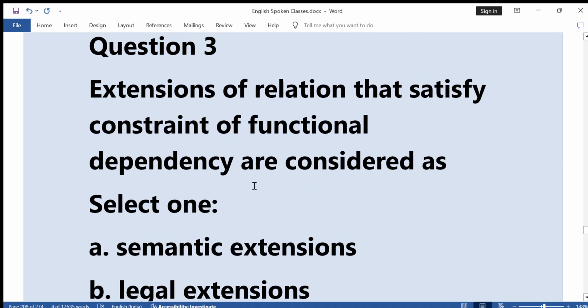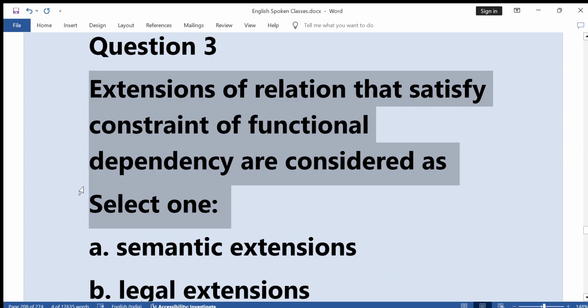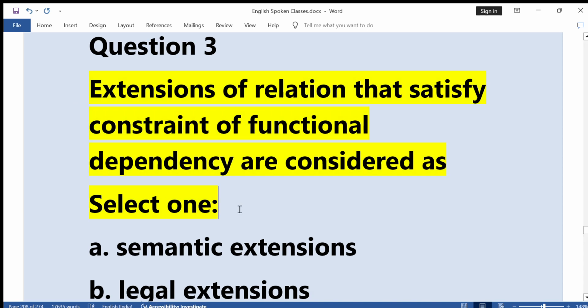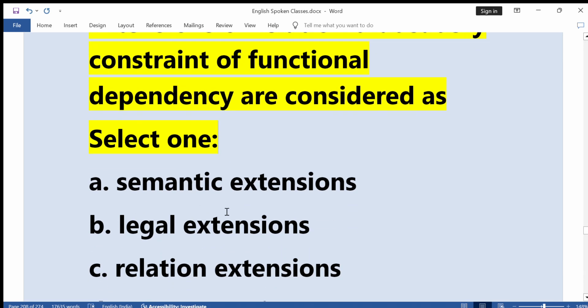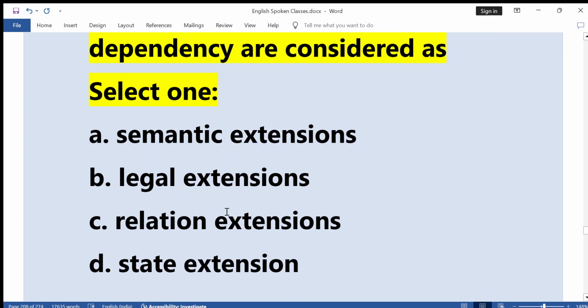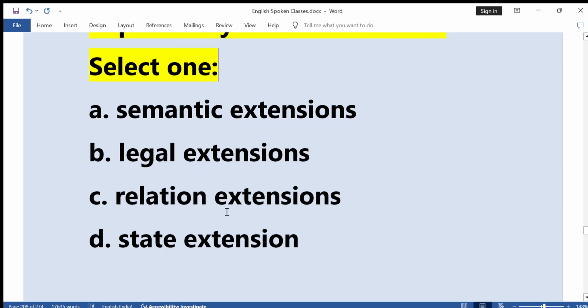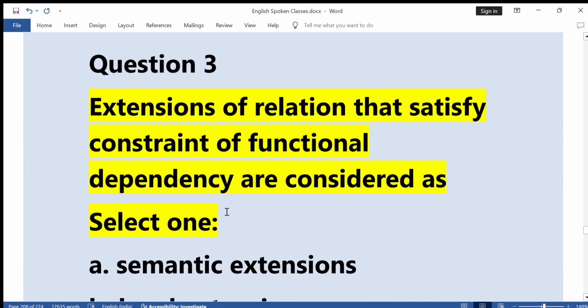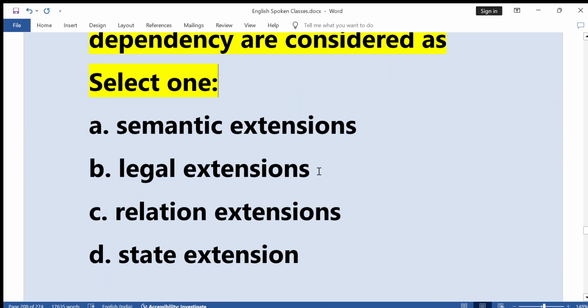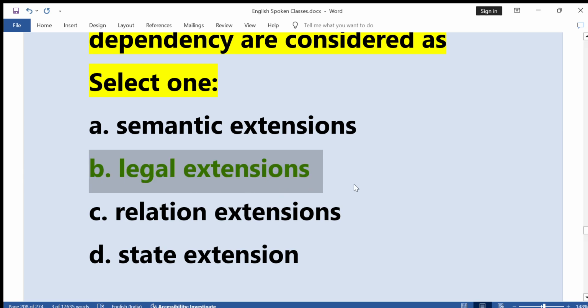Third question is: extensions of the relation that satisfy constraints of the functional dependencies are considered as, select one. Option A, semantic extensions. Option B, legal extensions. Option C, relation extensions. Option D, state extensions. Then the answer will be legal extensions. The third question's answer is legal extensions.